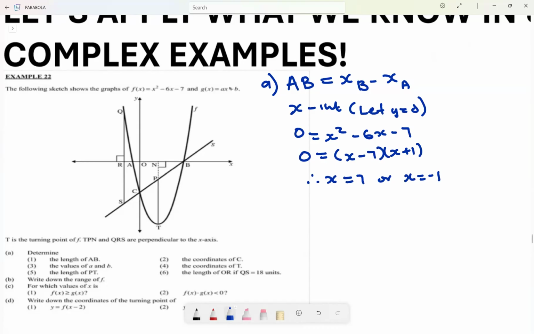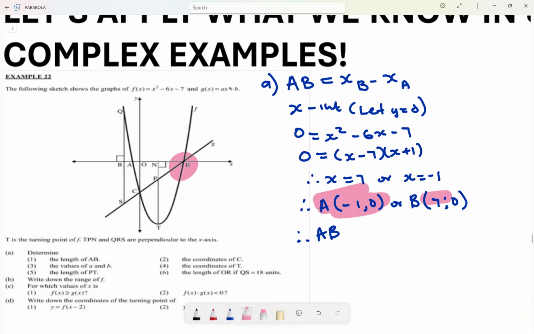But I need to show which one is A and which one is B. I can see that A is on the negative side, and B is on the positive side. Therefore, A is (-1, 0), and B is (7, 0). Do you all agree with me that I can find AB? These are very, very important coordinates.